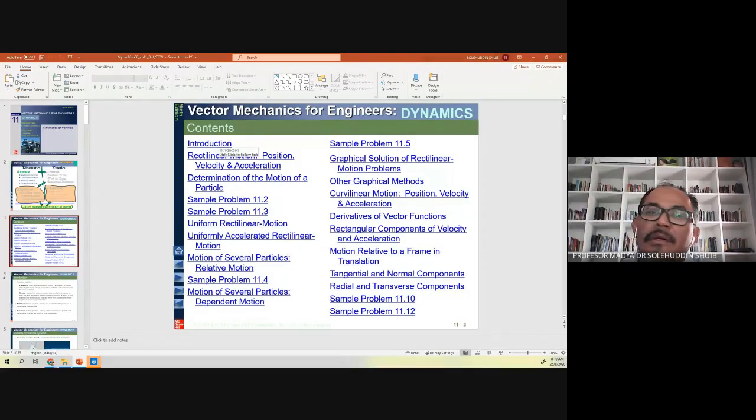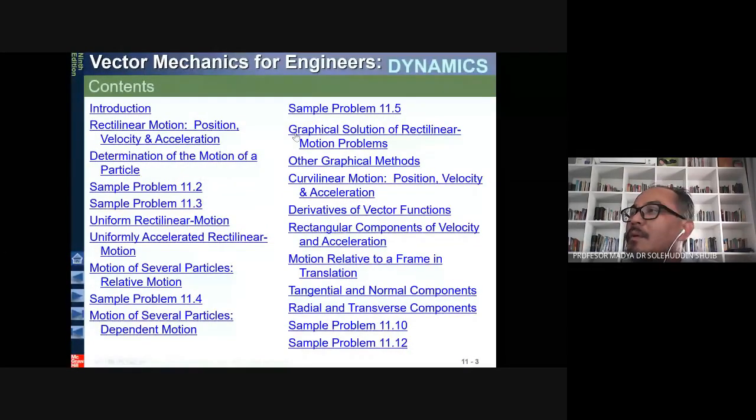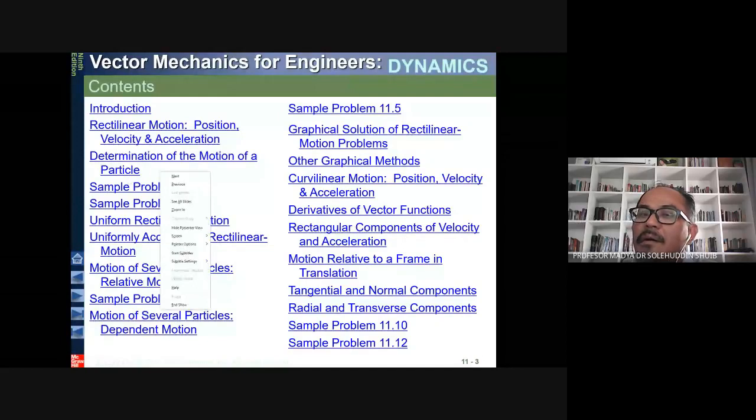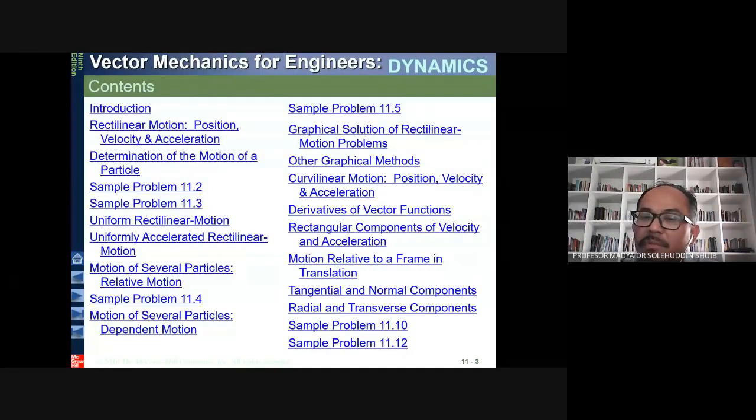In this chapter, we're going to cover the following: rectilinear motion, position, velocity and acceleration, and then determination of motion of the particles, and then uniform rectilinear motion, and then several particles, relative motion.